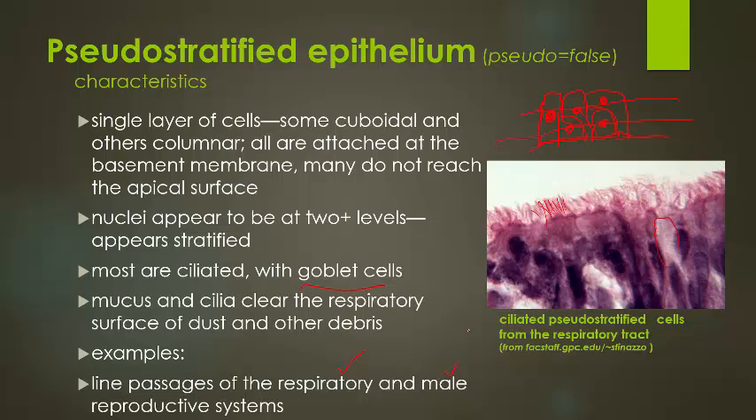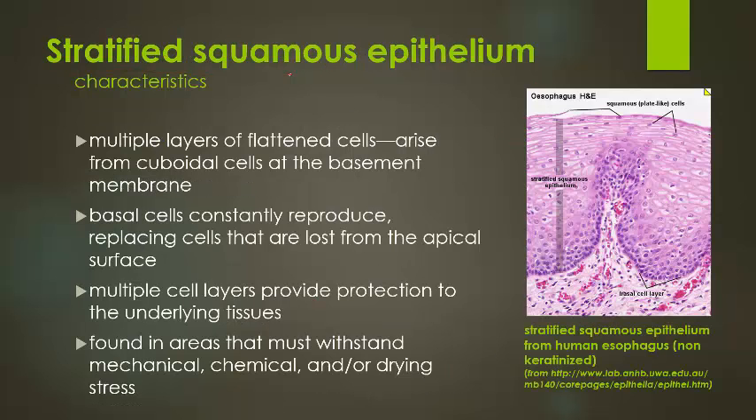Okay, so those are the simple epithelia. And remember, even though it's pseudostratified, stratification is the appearance; it's a simple epithelium. All right, so now let's take a look at the stratified epithelia, and we'll start with stratified squamous epithelium. Stratified squamous epithelia are multiple layers of flattened cells, and they arise, though, from cuboidal cells down at the basement membrane.